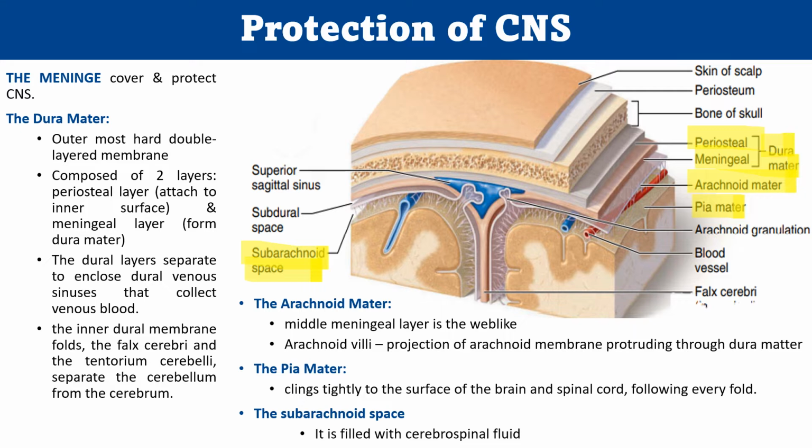Then we have the arachnoid mater. It is the middle meningeal layer and it is web-like. Arachnoid villi are projections of the arachnoid membrane protruding through the dura mater. Then we have the pia mater. It clings tightly to the surface of the brain and spinal cord, following every fold. The subarachnoid space is filled with cerebrospinal fluid.